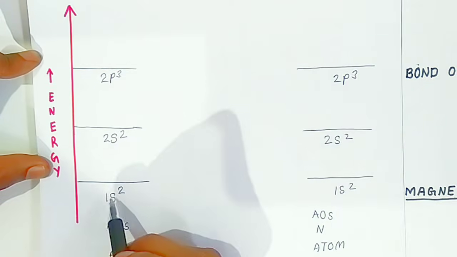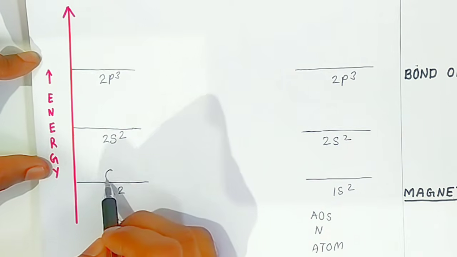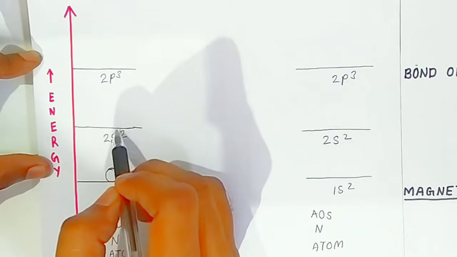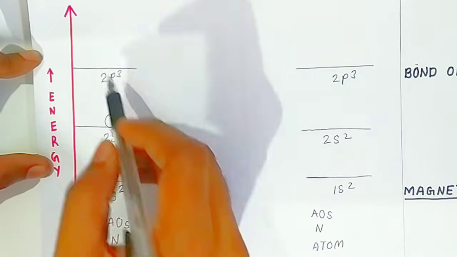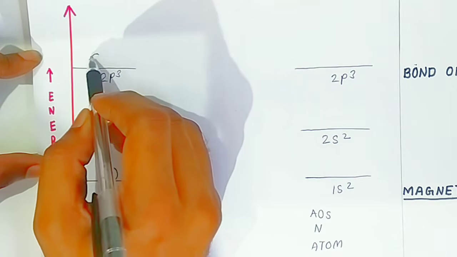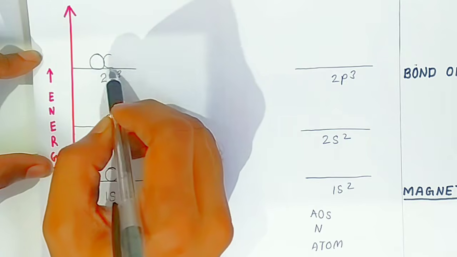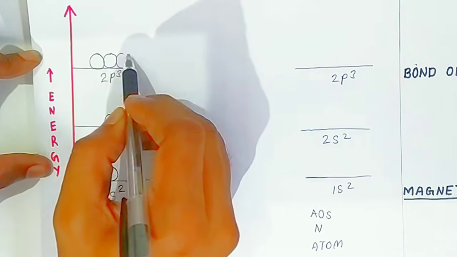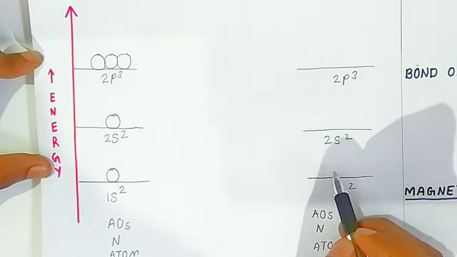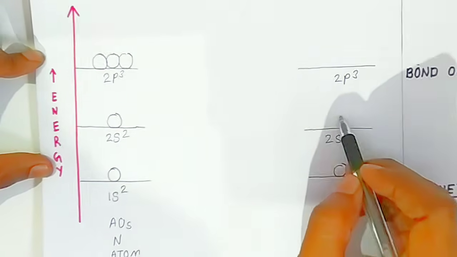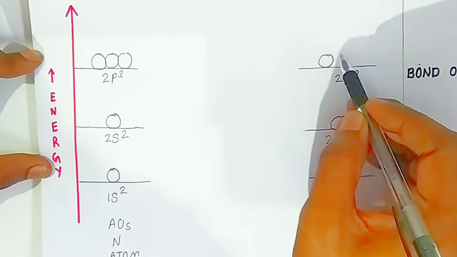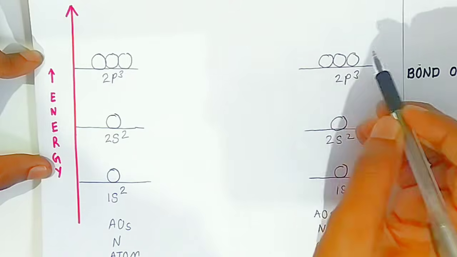Now students, because 1s has only one orbital, we are drawing one orbital like this. 2s is also having only one cell, and 2p is having what? 3 subcells which are very close to each other. That means their energies are similar. Okay students, same thing is happening here also. 1s, 2s and 2p. P orbital is having px, py and pz.